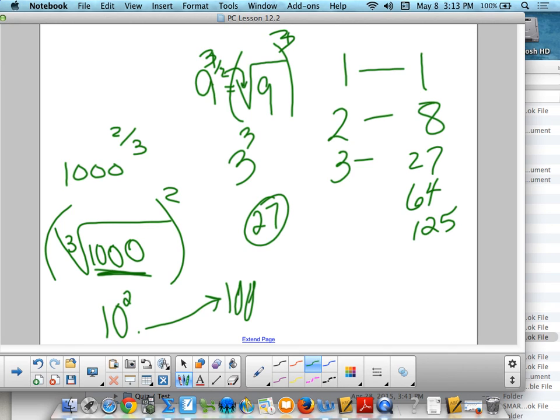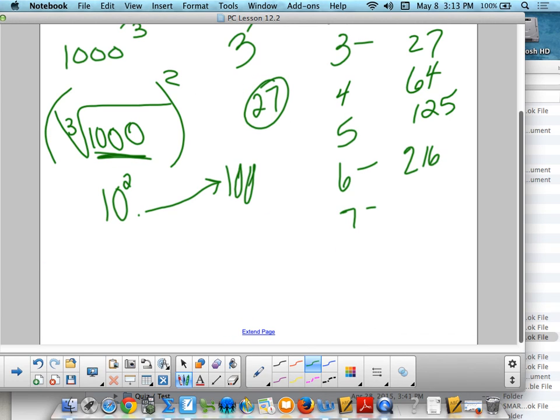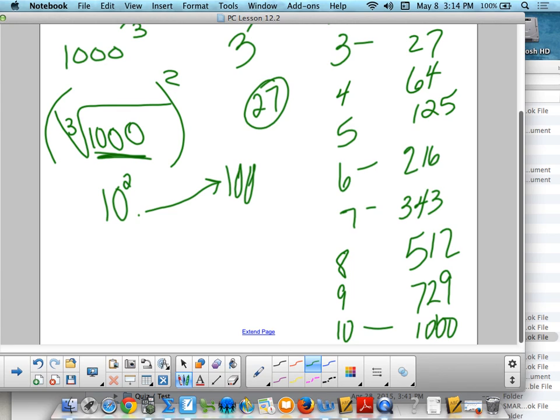And this list, by the way, goes on and on and on, right? 6 times 6 times 6, 216. You can do this with your calculator, but I said in class, at least go up to 10. So 8, 9, 10. 10 is 1,000. 729. 512. It's nice to have the list so you don't always have to sit and punch. If I ever gave you on the quiz the cube root of 343, hopefully you know.